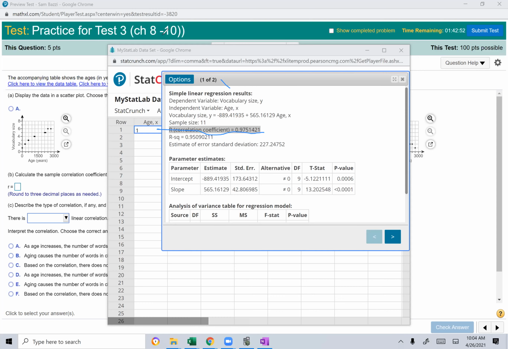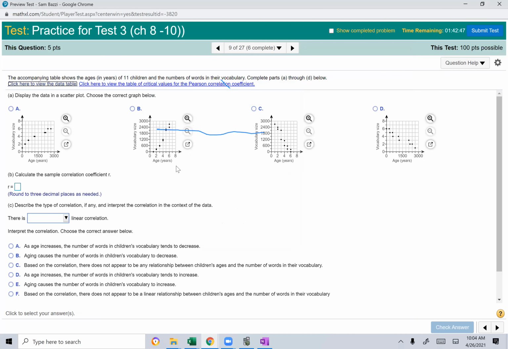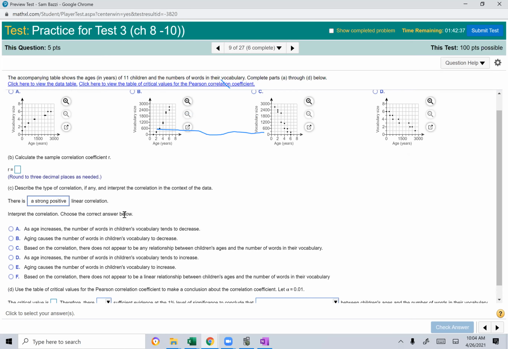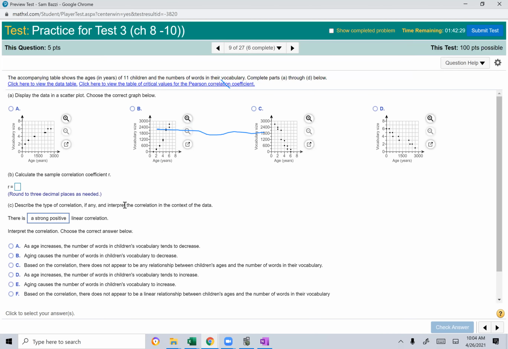So let me go back. Strong positive. I think you agree with that, guys. Linear correlation, that's all you need to pick. Interpret the correlation. What does it mean? As age increases, you notice... he also wants the graph, the scatter plot.